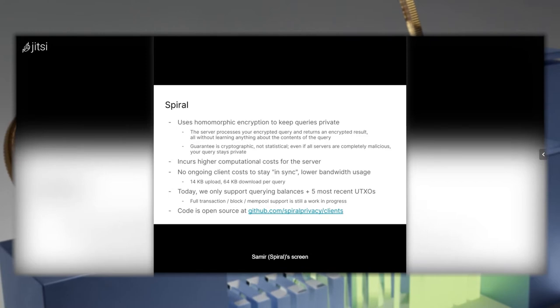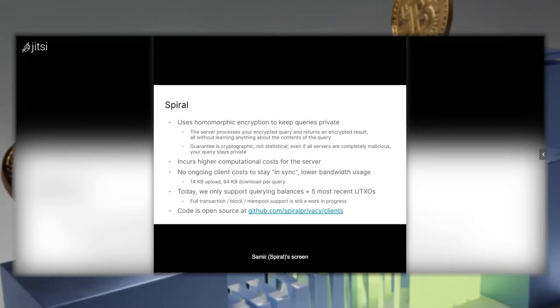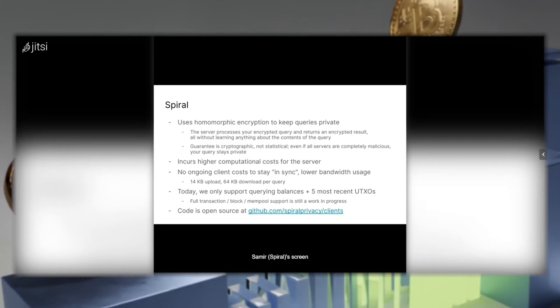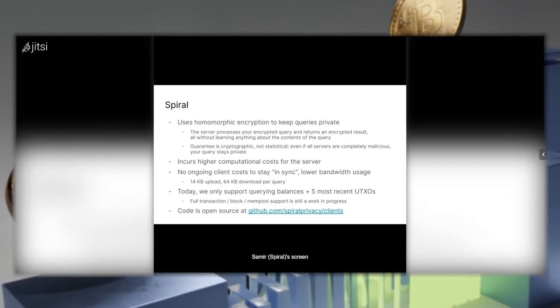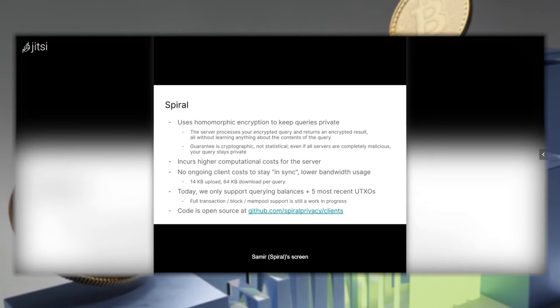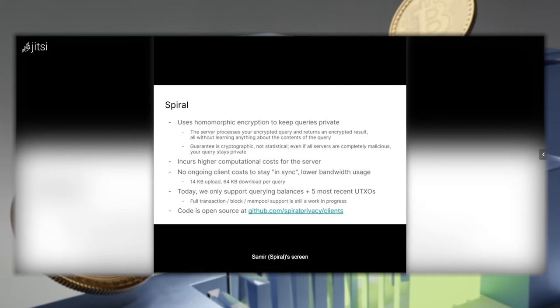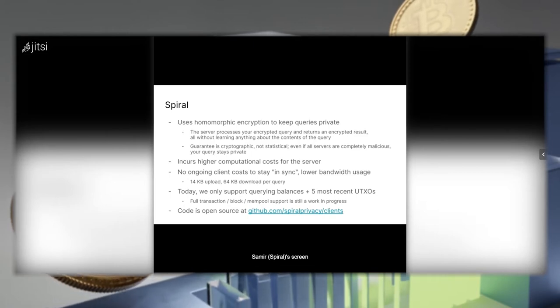Today, we only support balances and the 5 most recent UTXOs, and that's because of this thing I talked about earlier, where the computational cost for the server is linear in the size of the database. So if we wanted to make it 10 most recent, it would cost more. So we need to think carefully about how we can make that scale to at least a use case that's useful. And of course, the code is open source and there's a paper and everything, and I'm happy to answer any questions about how it works.